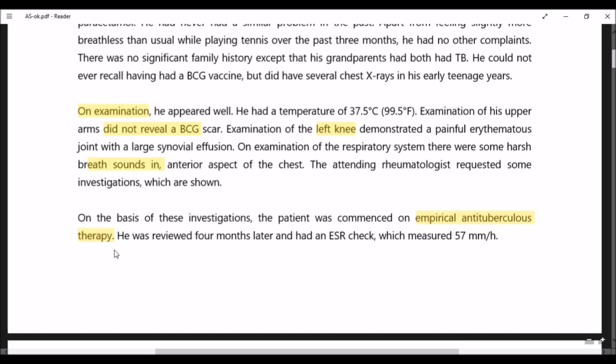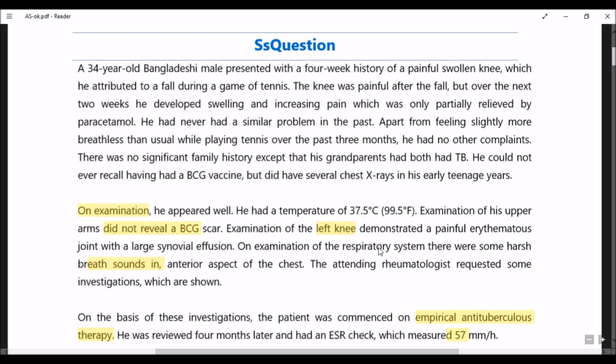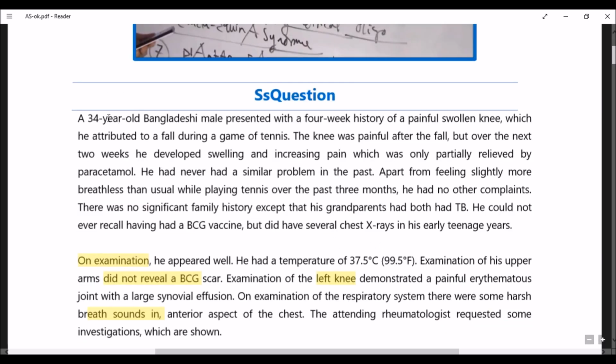Because he had a high ESR, he was reviewed 4 months later and had an ESR check, which measured still 57. So now go up. Means the history is the seventh step. 34-year-old Bangladeshi male once again. So Bangladeshi people or Indian people are prone to develop this.